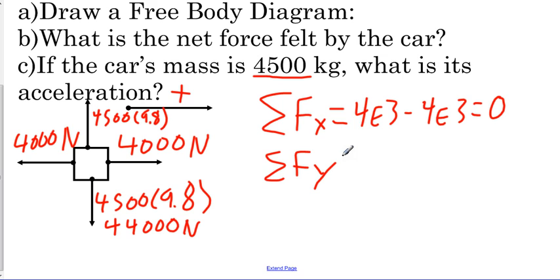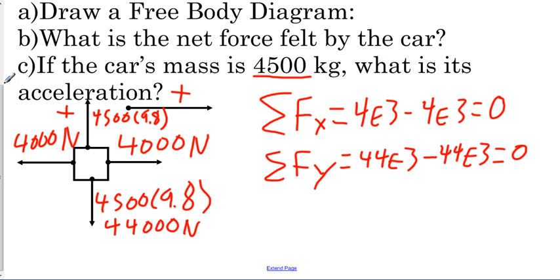If we look at the sum of the forces in the Y, we have 44. Actually, before we do that, let's assign a positive direction. In this case, let's go ahead and say up is our positive direction to make it easy. So we have 44,000 for our normal force, and then we have negative 44,000 for our gravitational force. So again, the net force is going to be 0. So the net force acting on this particular car is 0.